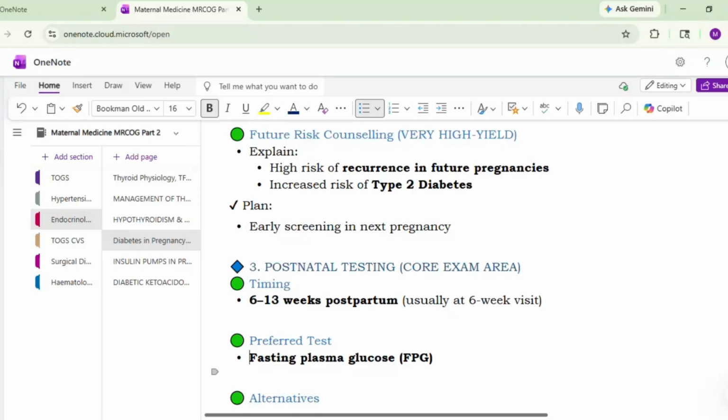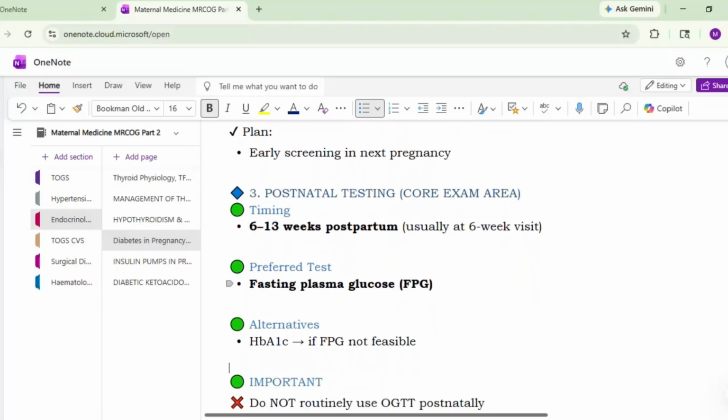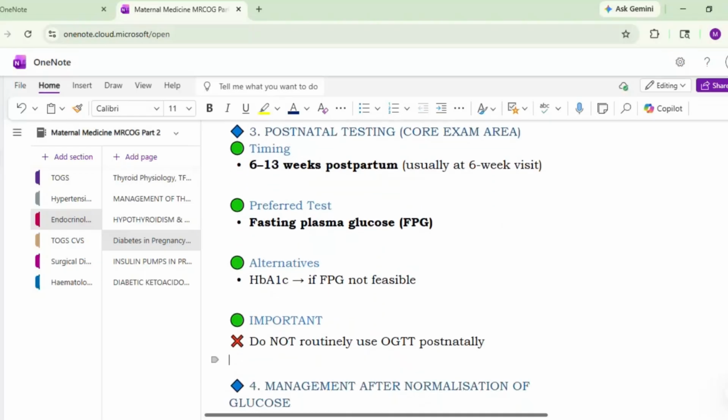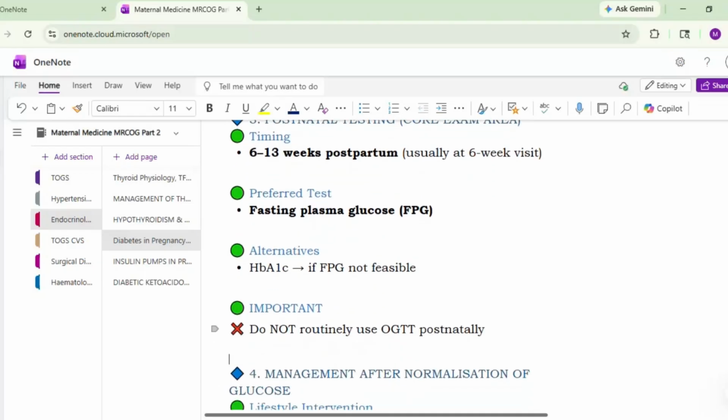The preferred test is a fasting plasma glucose. If that is not feasible, then you go for HbA1c. Okay. Important: do not routinely use OGTT postnatally. So postnatally we do not use OGTT. We use fasting plasma glucose, and if that is not feasible, then we go for HbA1c.